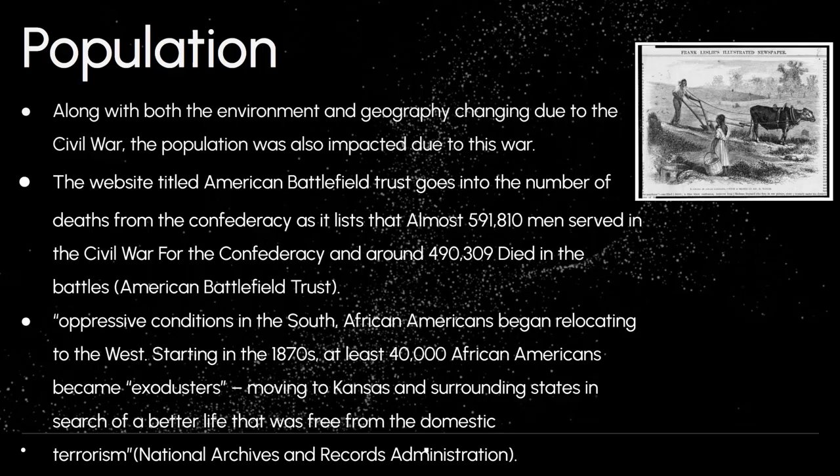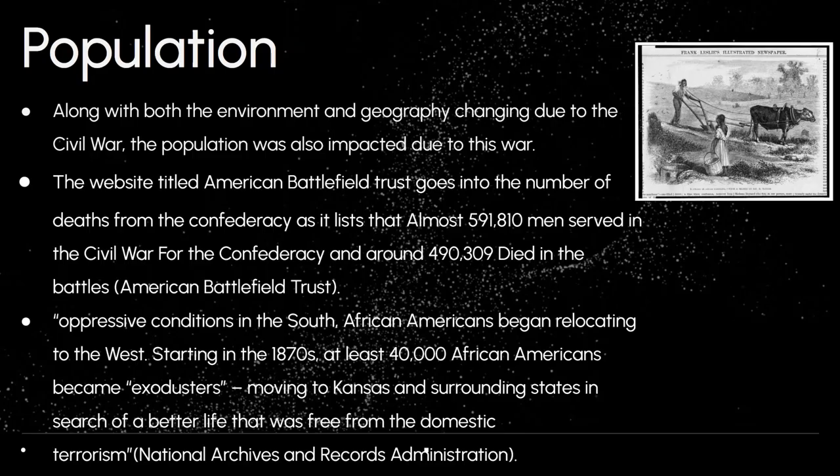So along with both the environment and geography changing due to the Civil War, the population was also impacted as well. A website I found for this called the American Battlefield Trust, the same one that I used the source from, goes into a number of deaths that the Confederacy had, as there was almost 600,000 men that served in the Confederacy, and almost 500,000 died in these battles, which would take a huge toll on the population, as about 5/6 of the population of the South that were soldiers in the Confederacy died from this war.